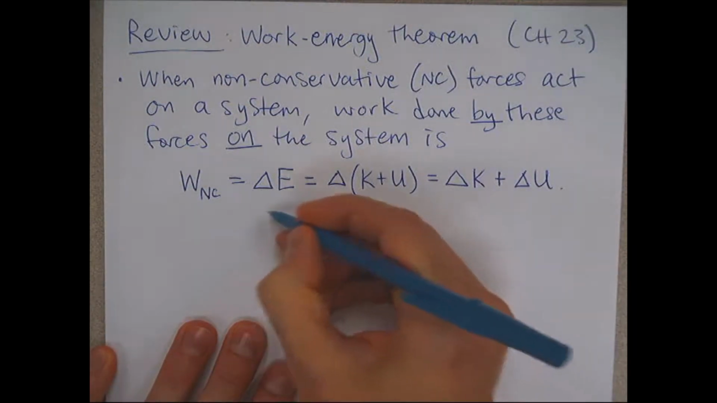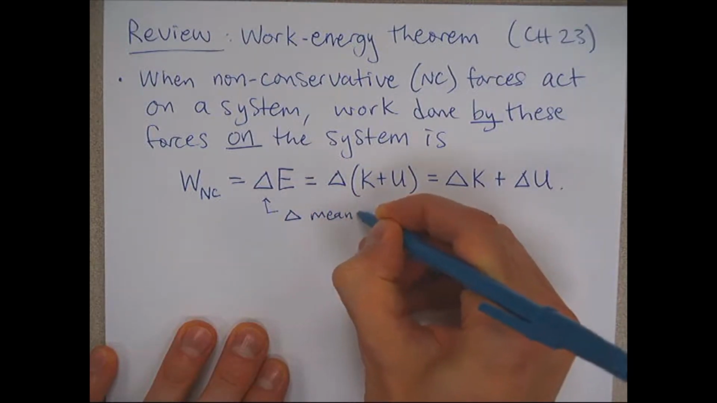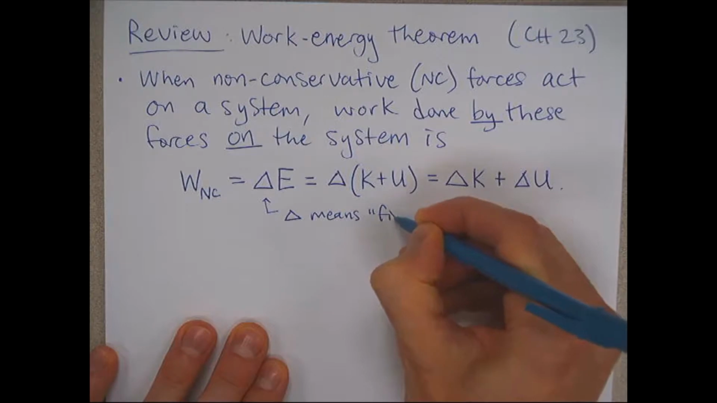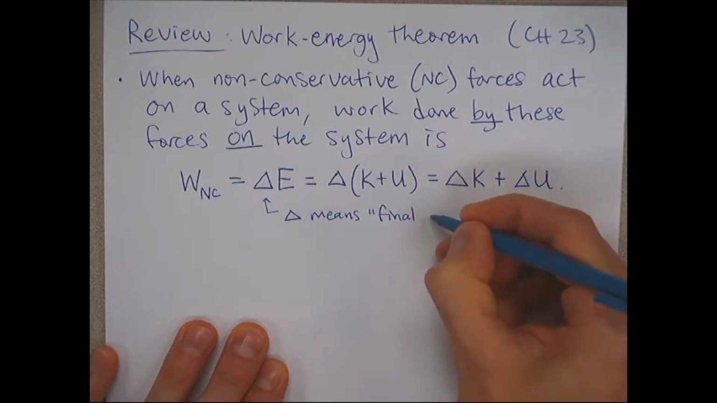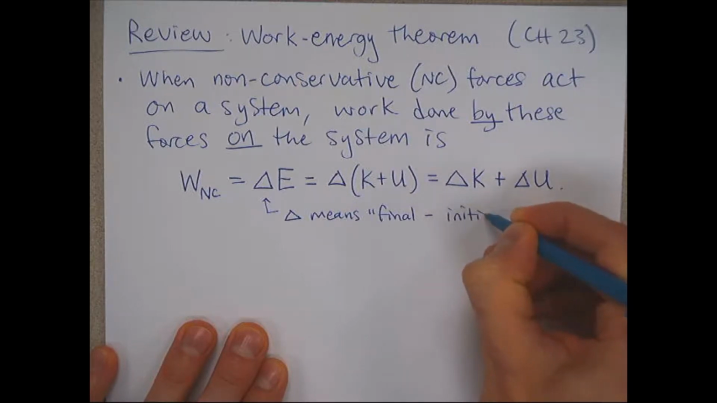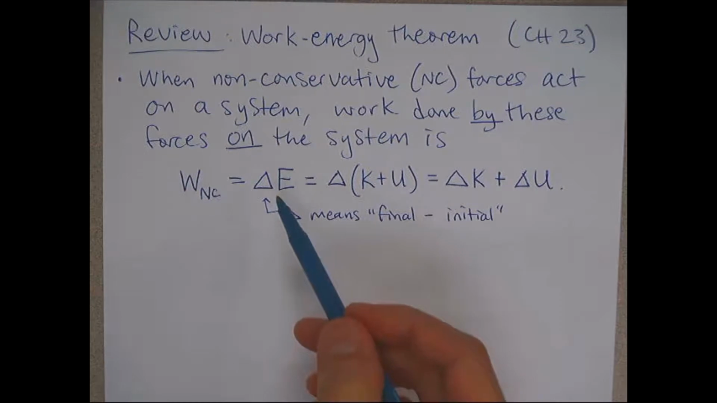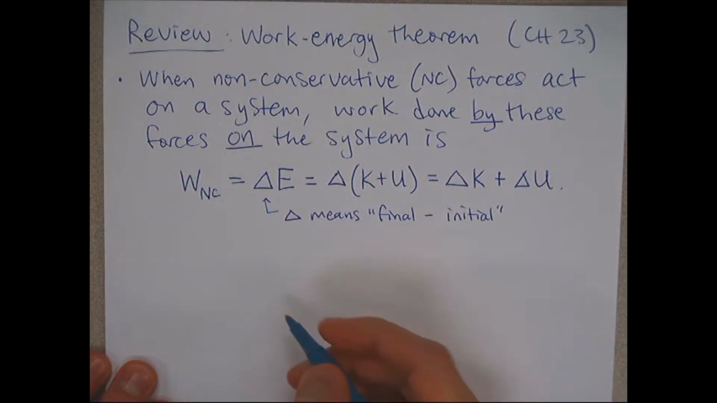And I'll remind you also, delta means final value minus initial value. So delta E is E final minus E initial.